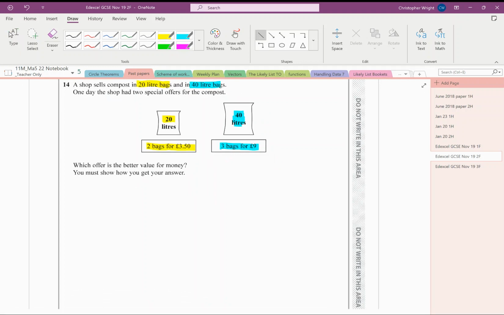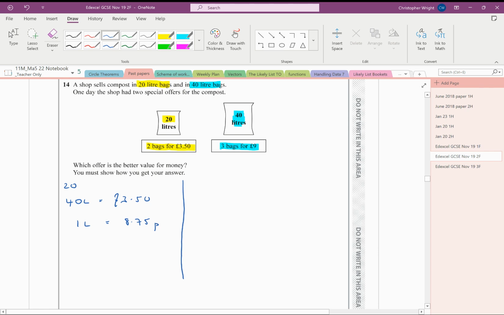Right, top tip, split your screen in two, or split your page in two. Let's do the 20-litre stuff on the left-hand side. So I get 20-litre bags, right? 2 bags, well that's 40 litres for £3.50. I wonder how much 1 litre is then. So if I do £3.50 divided by 40, I'm going to get the cost for 1 litre. Well, looking at my answer, I'm wishing I worked in pence. So I'm going to do 350 divided by 40. And so that is 8.75 pence for 1 litre.